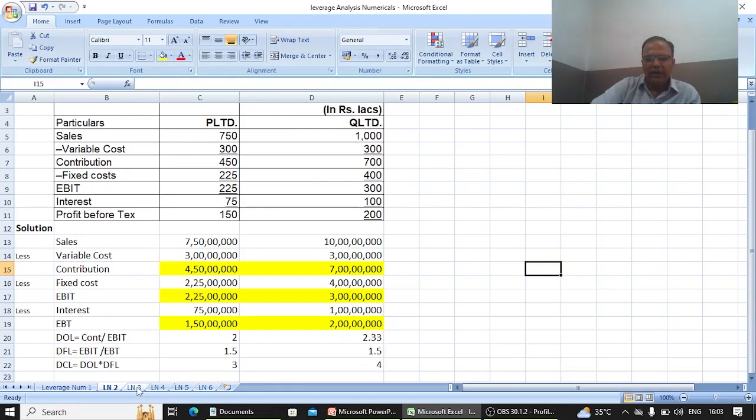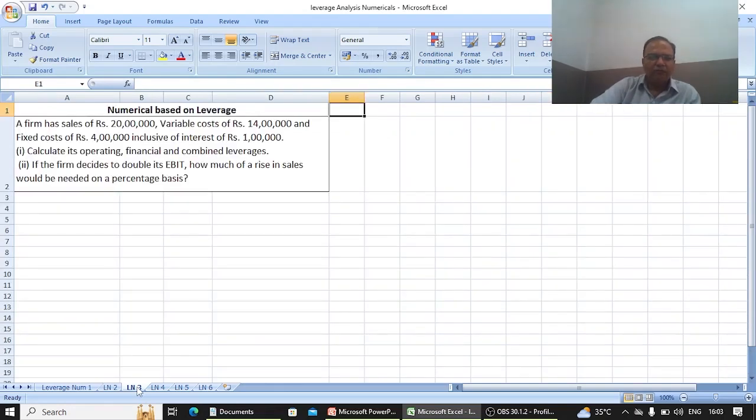Now, another question. A firm has sales of rupees 20 lakh, variable cost of rupees 14 lakh, and fixed cost of rupees 4 lakh, inclusive of interest of rupees 1 lakh. Calculate its operating, financial, and combined leverage. Second, if a firm decides to double its EBIT, how much of a rise in sales would be needed on a percentage basis?